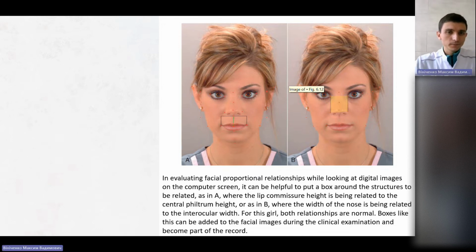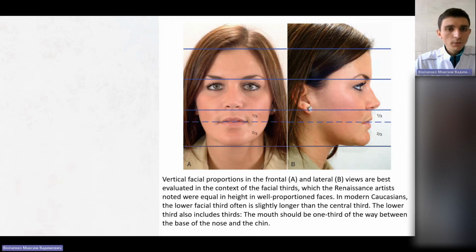For example, if this lip commissure height is too short, we could recommend the patient have an aesthetic operation to make the lip commissure height bigger, to improve the facial profile of our patient. Vertical facial proportions in the frontal and lateral views.